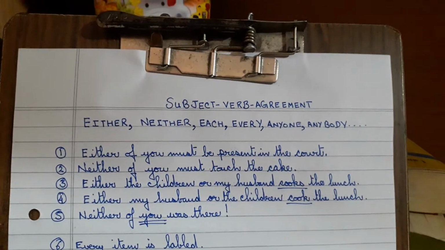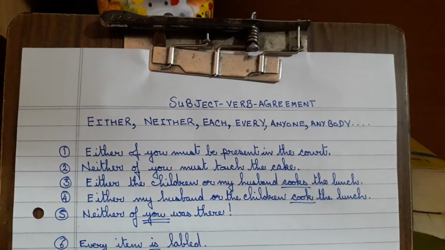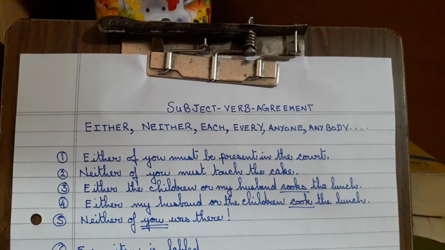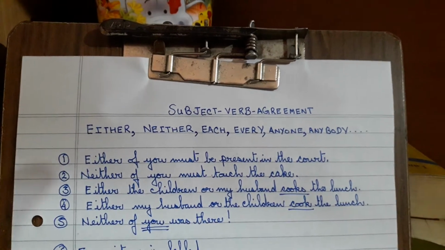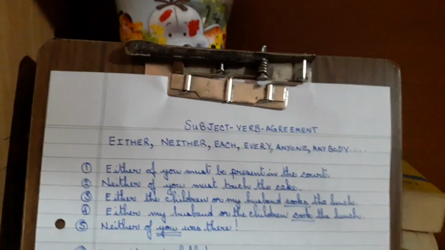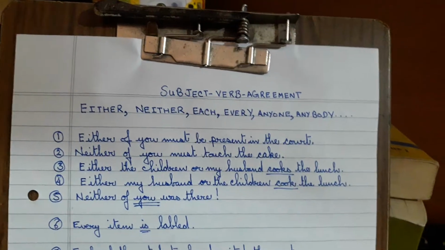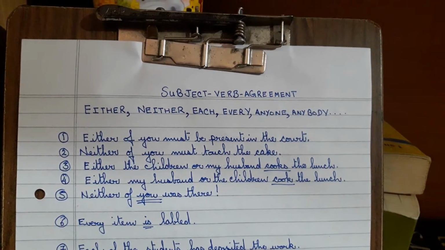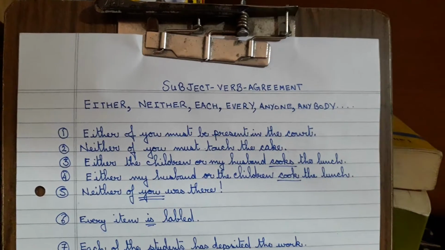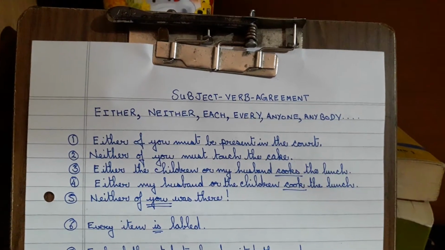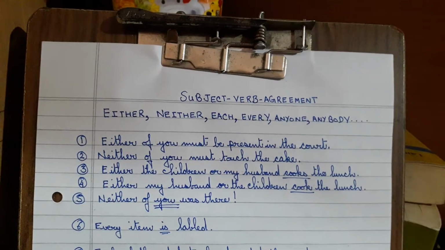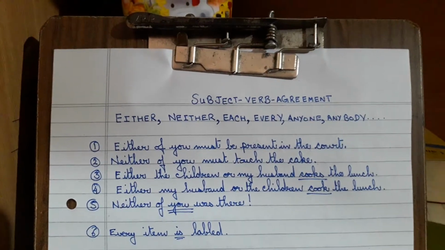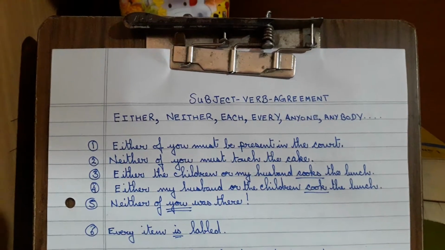So, today what we are going to learn is how to use the verb with certain words like either, neither, each, every, anyone, anybody. Now, usually you'll find that with either and neither, things look a little complicated because of the different usages of either and neither. For example, with either-or and neither-nor, the subject which is closer to the verb decides whether the verb should be singular or plural.